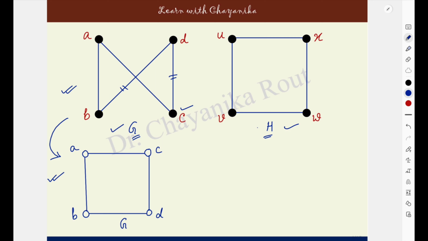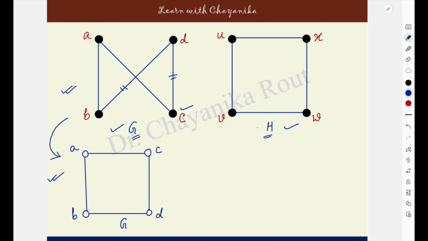Such pairs of graphs which look different orientation wise but can be redrawn and are actually the same graph are called isomorphic graphs to each other. And whenever we deal with such pairs of isomorphic graphs, there always exists a bijective mapping between the vertex sets of the two graphs. Let's see how.